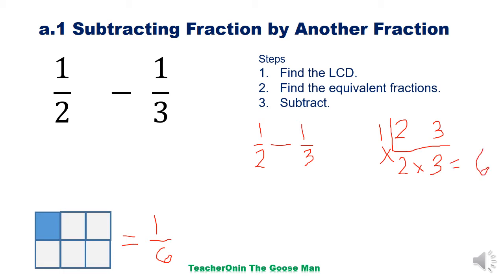Okay, since our LCD now is equal to 6, we will now get the equivalent fraction. So meaning to say 6 divided by 2 is equal to 3 times 1. So we have 3. We will do the same process. So 6 divided by 3 is 2 times 1 is equal to 2. So we have now 3 over 6 minus 2 over 6, which is equal to 1 over 6.